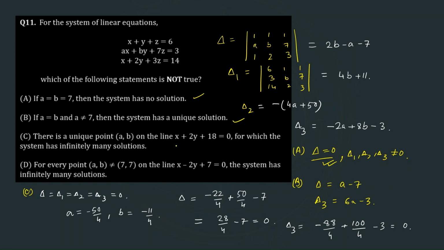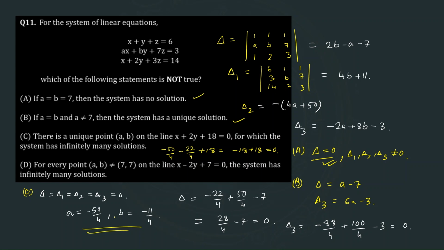Now we have to check whether this point lies on this line or not. We check here, so it will be minus 50 by 4 minus 22 divided by 4 plus 18, which is minus 72 by 4, which is minus 18 plus 18, it is equal to 0. That means (a, b) lies on this line, for which the system has infinitely many solutions.